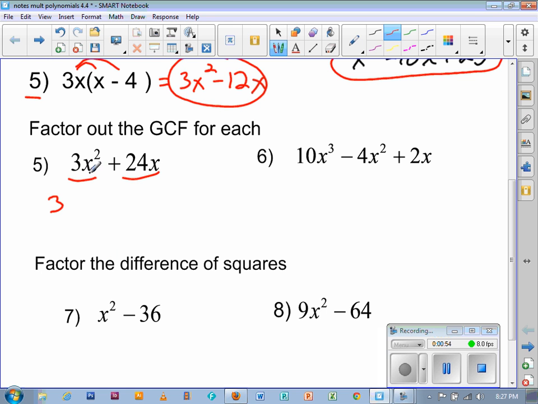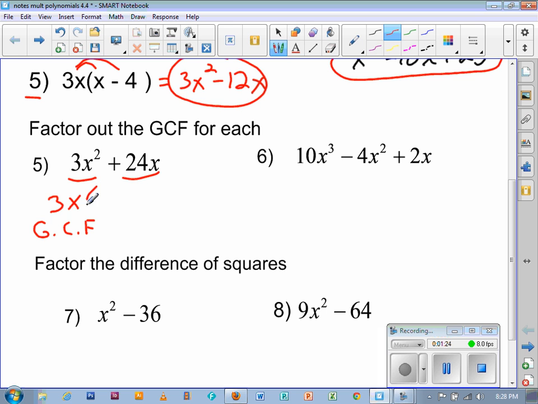Then you look at the variables. You have an x squared and an x. So the first term has 2 x's being multiplied. The second term has just 1. How many x's do they share? They share just 1 x. So you end up with 3x. That's called our GCF. So if you're going to use factoring out the GCF, you've got to find that GCF. If there isn't any GCF within your polynomial, then you just can't use this technique.